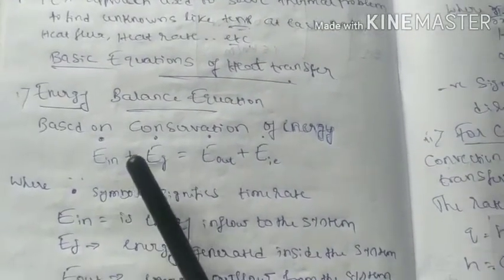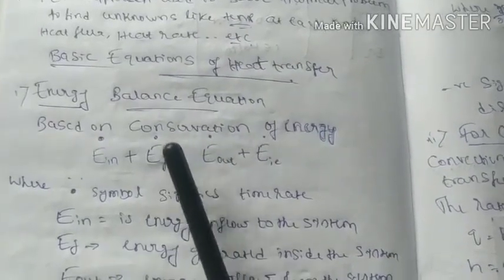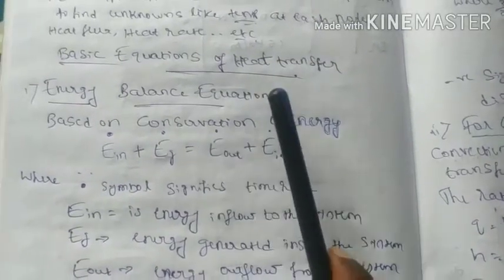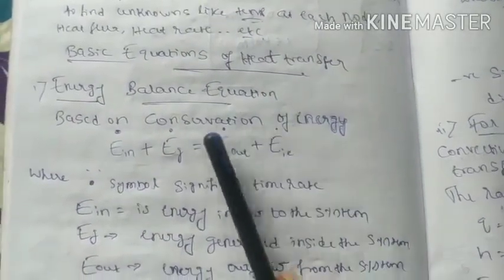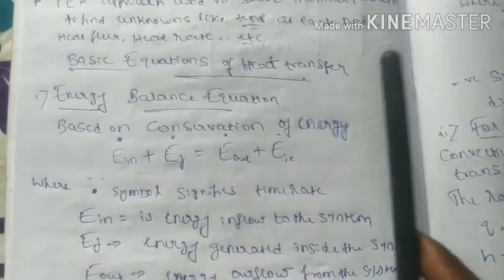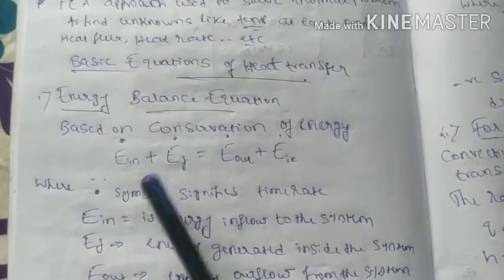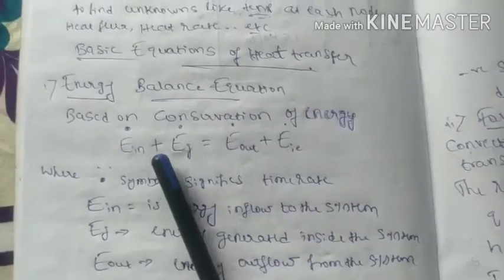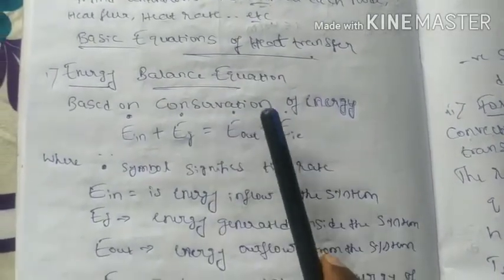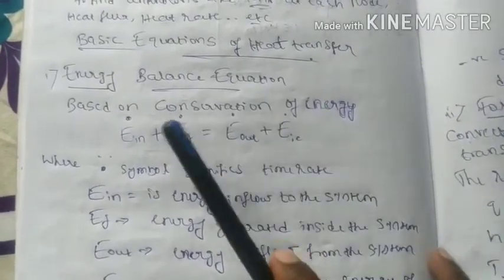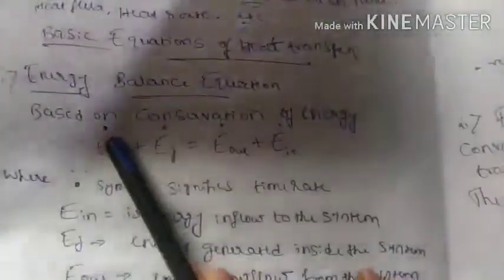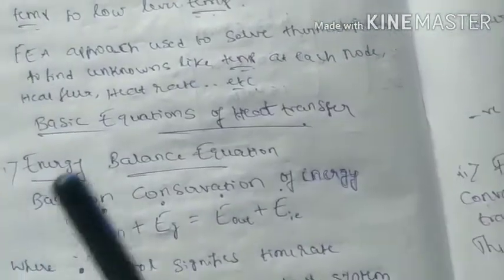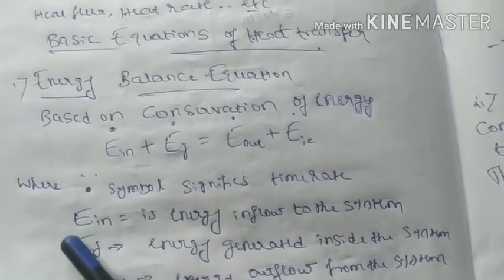First, the main fundamental equation used in entire heat transfer is based on the energy balance equation, based on the conservation of energy. As per the conservation of energy, how much energy flows in, this much flows out, neglecting the losses. Therefore, based on the conservation of energy, E_in plus E_g is equal to E_out plus E_st, where here we use the dot symbol. The dot symbol signifies the time rate, that is, how much energy is transferred with respect to time.